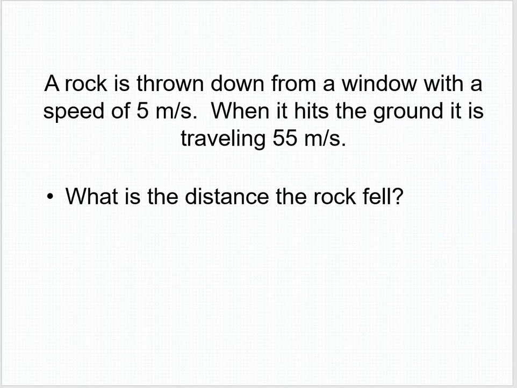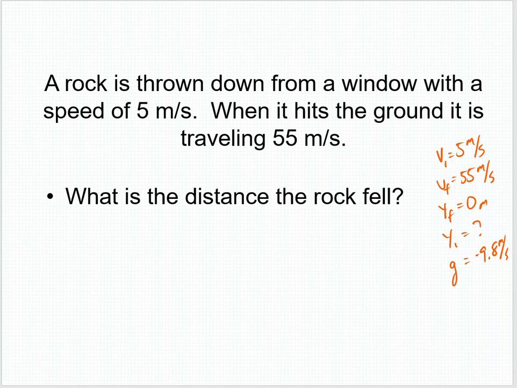A rock is thrown down from a window with a speed of 5 meters per second. When it hits the ground, it is traveling 55 meters per second. What is the distance the rock fell? Well, we know that Vi is 5 meters per second. Vf is 55 meters per second. I know that Yf, the final height, is going to be 0 meters. They want me to find Yi. I know that gravity is negative 9.8 meters per second squared.